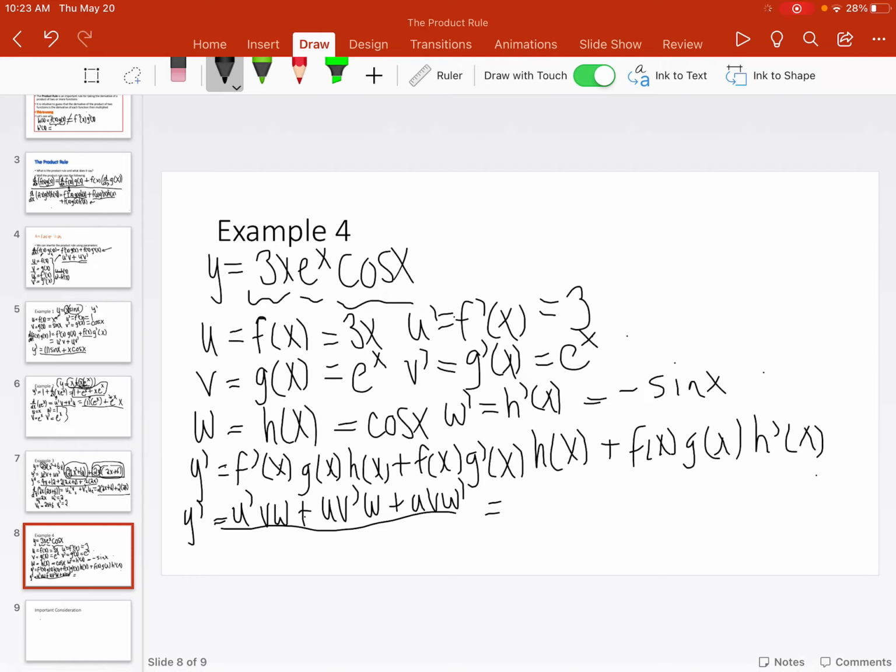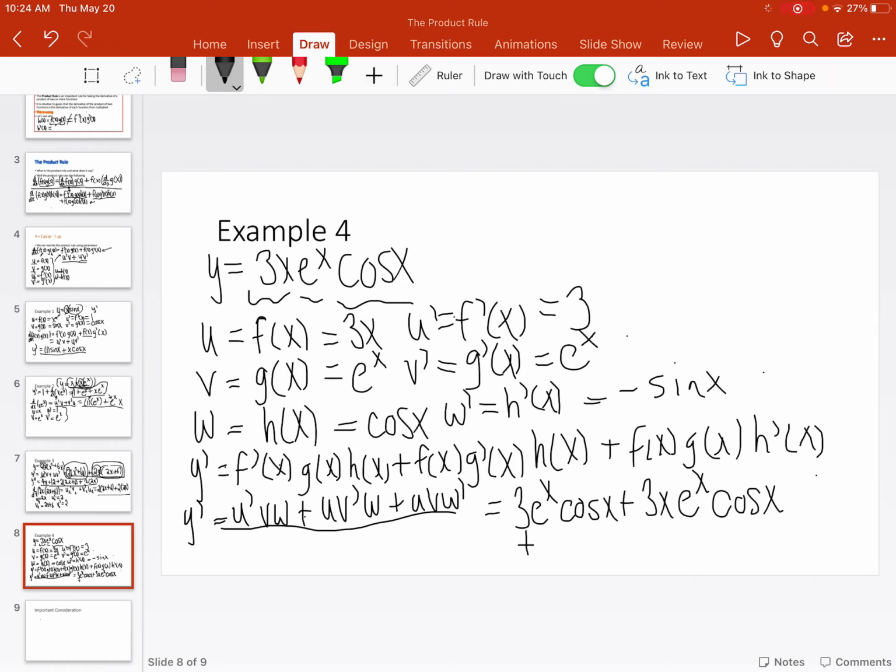So let's do that. Well, our first term, u prime. Well, u prime is just 3. What is v? Well, v is just e to the x. And what is w? Well, w is just cosine x. Plus, well, what is u? Well, u is just 3x. And what is v prime? Well, v prime is just e to the x. And what is w? Well, w is just cosine x.